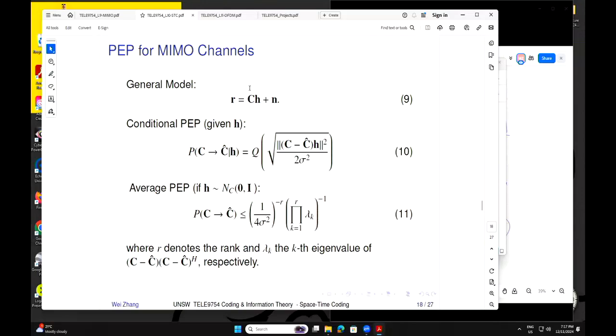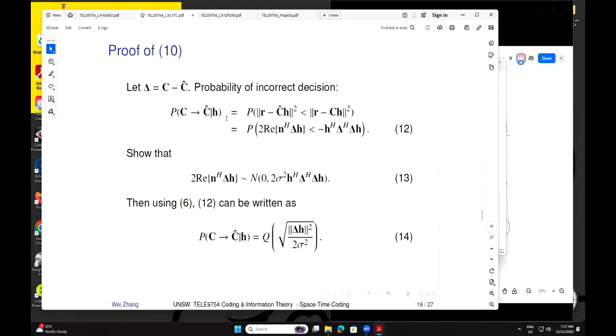Okay, so let's continue our effort. I think for the first step, I tried to use 30 minutes to explain why we have this error probability, okay? And then the next, I think that is just the mathematical derivation, so I can use the whiteboard to continue our effort.